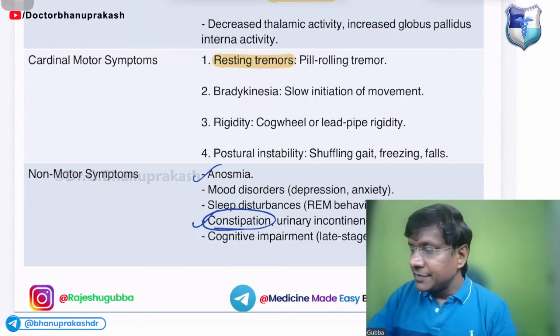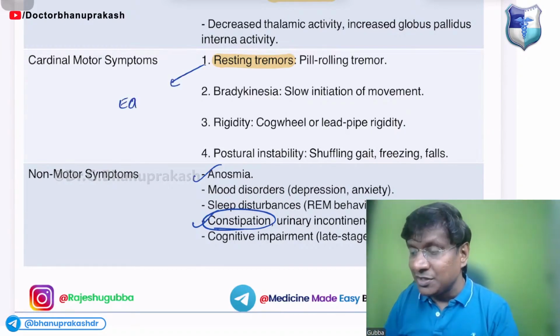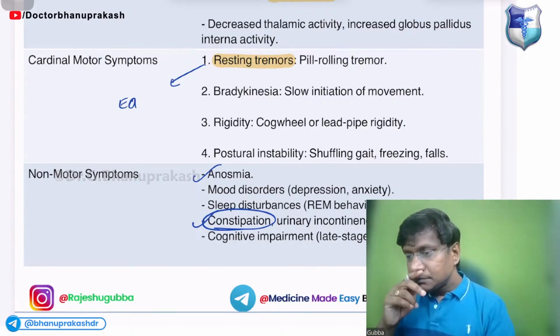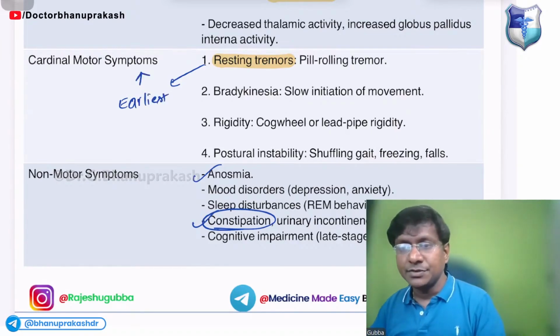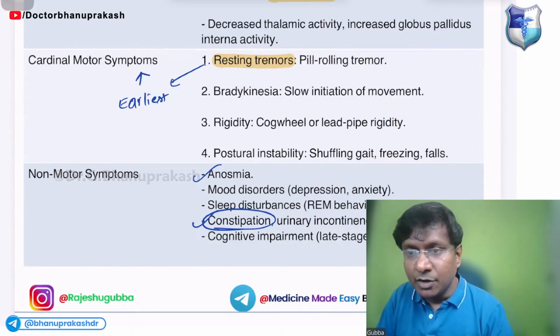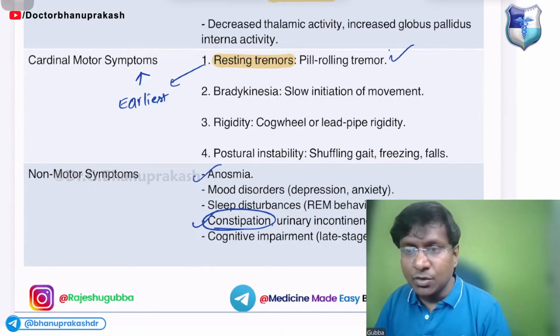Followed by that, now, falling down is not early. Falling down will be a late manifestation. Okay. So the earliest motor manifestation will be resting tremors. Earliest motor manifestation will be in the form of resting tremors, and that too in the form of pill rolling tremors.